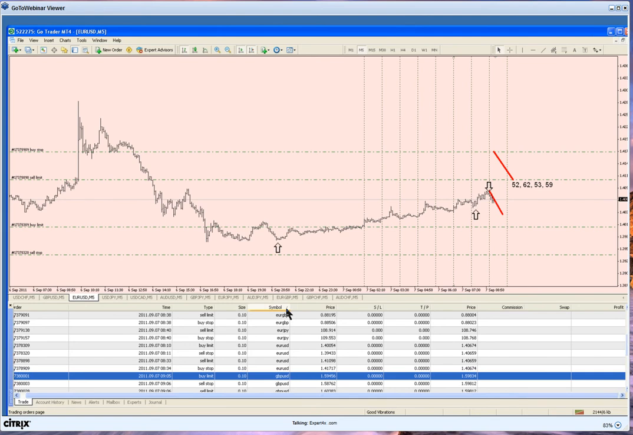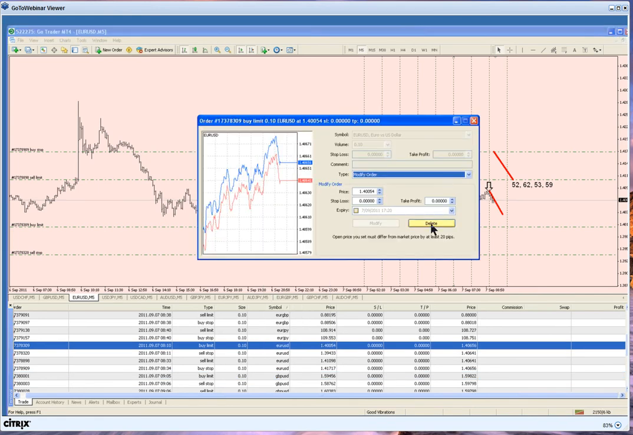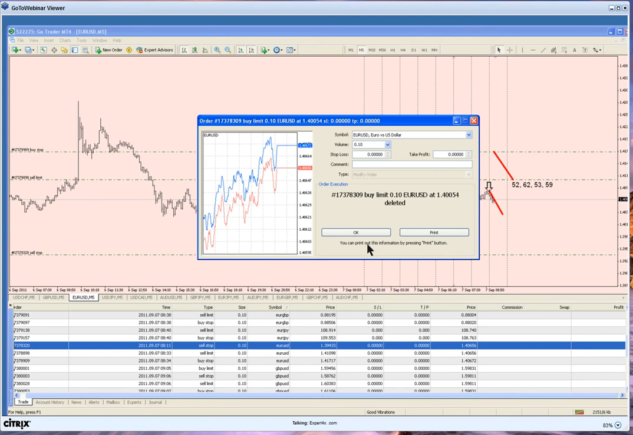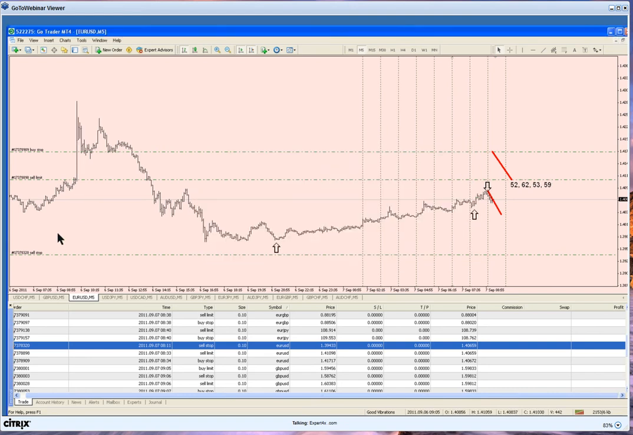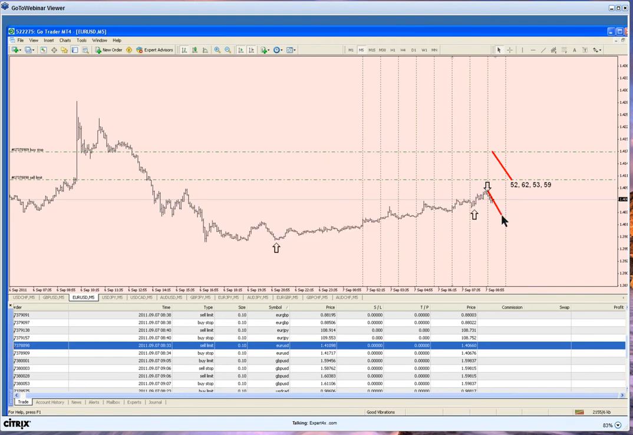This is the euro. So we must get rid of the buy limit that there was. And we must get rid of that sell stop down at the bottom there. Now the sell stop. So delete that, and then we update this one.